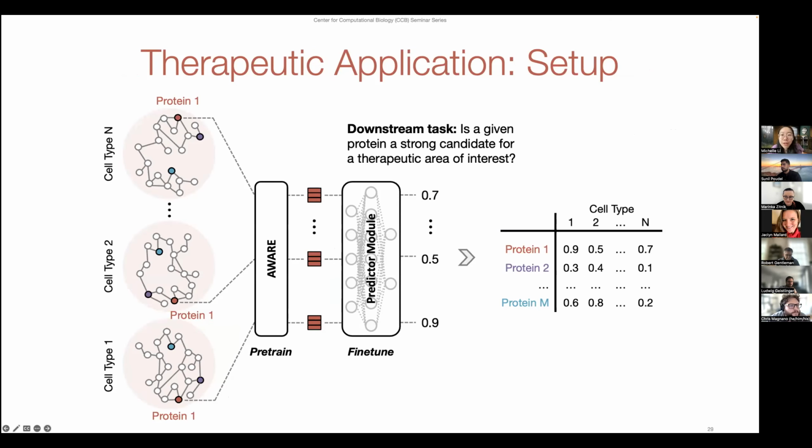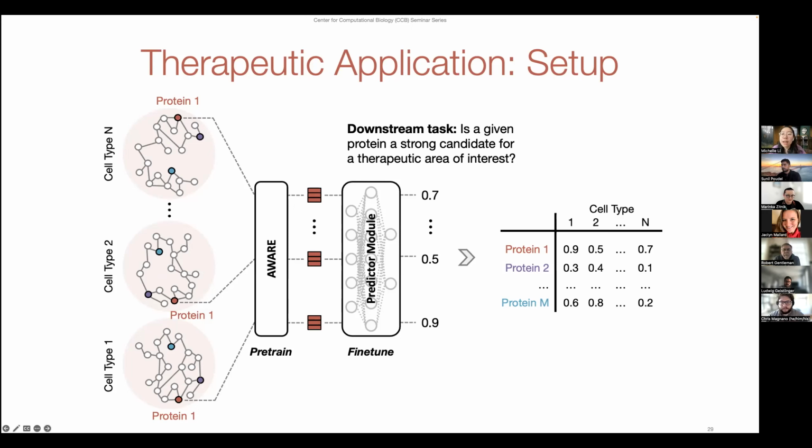So I hope I've convinced you that AWARE's representations seem to be context aware and reflect cellular and tissue organization. So one possible downstream task that we can adapt AWARE for is predicting the therapeutic potential of proteins at the cell type level. So given a set of cell type specific PPI networks, AWARE generates cell type specific protein embeddings, which we can then fine tune in a downstream model for our desired task.